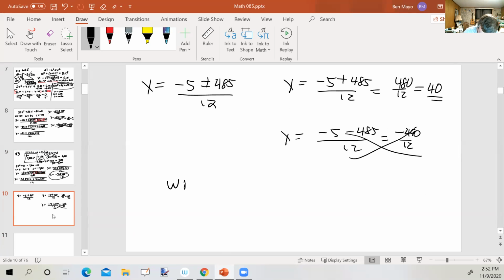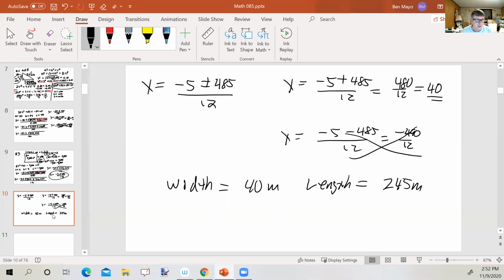So what we end up with is this. The width is 40 meters and the length is 245 meters. So there's problem number 3.